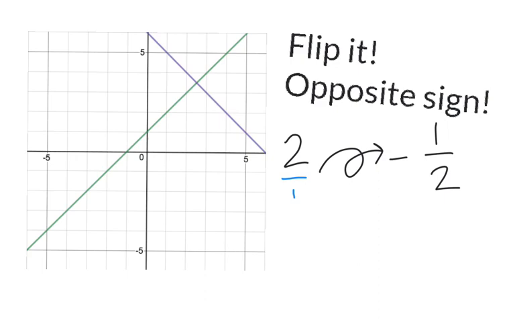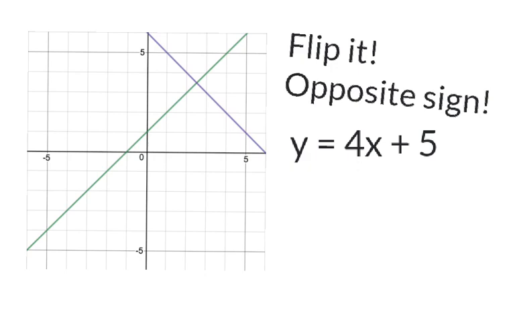Another example would be, what if I had negative 1/3? Well, in this case, we don't need to deal with any popsicle sticks, but I'm going to flip it. That would give me 3 over 1, and then I'm going to take that negative and turn it positive, so we're done. I get 3 over 1, or 3. So let's try it with some actual equations.